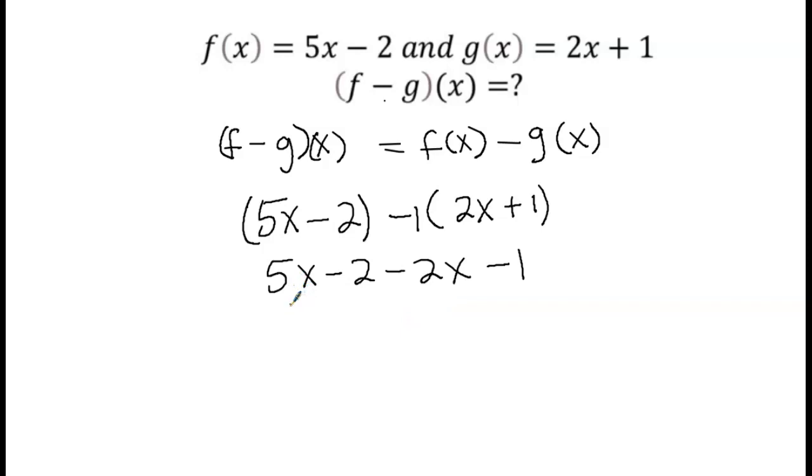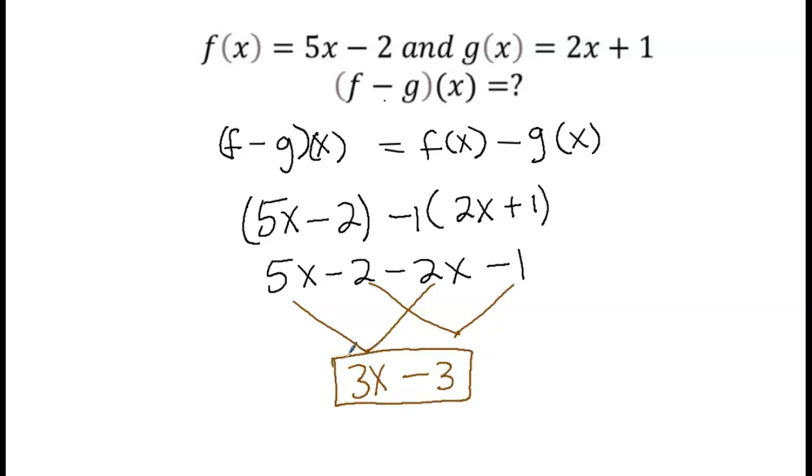From here we can combine our like terms. So 5 minus 2 will become 3x here. And here they are both negative, so you put them together and then you give it negative. That gives you the final answer.